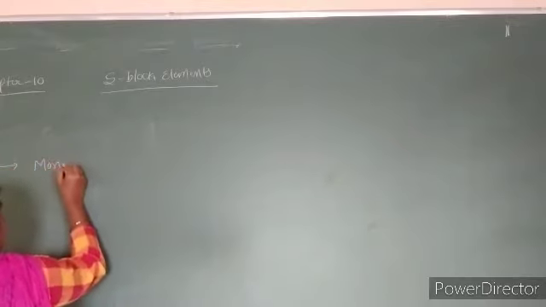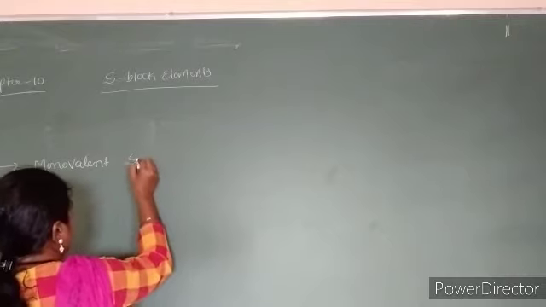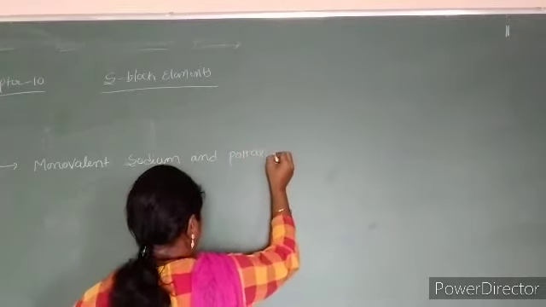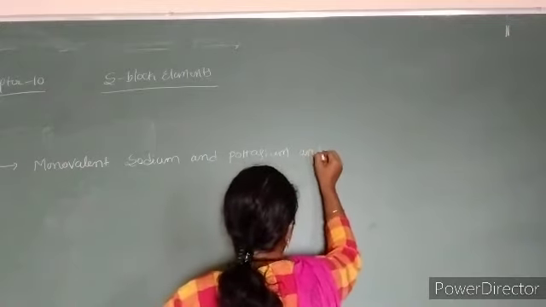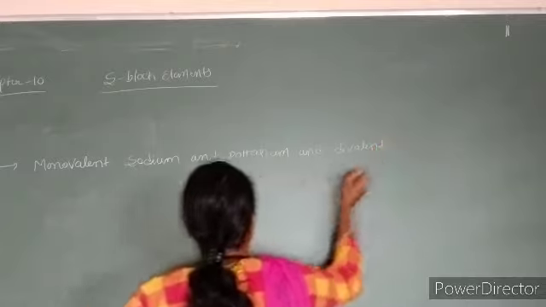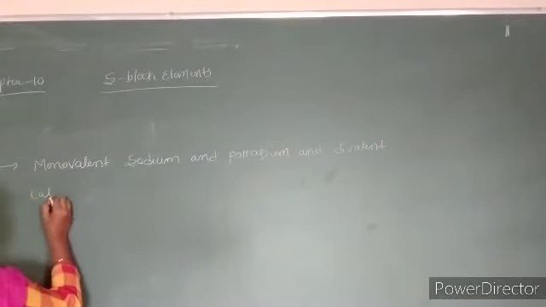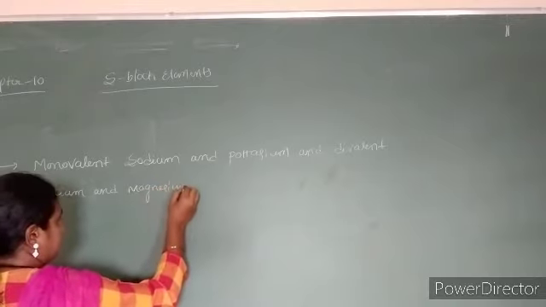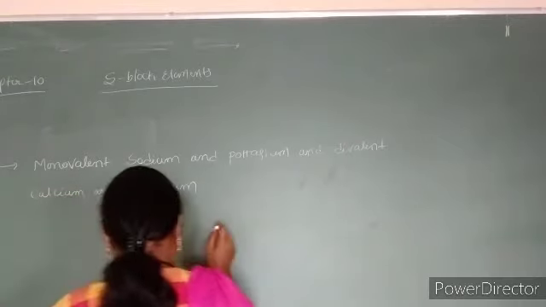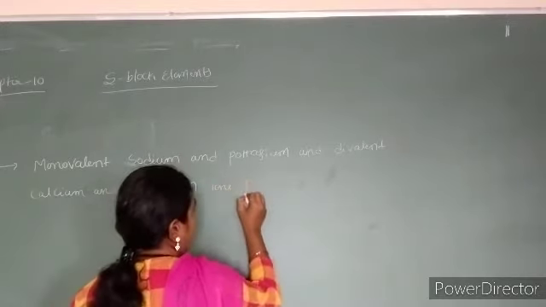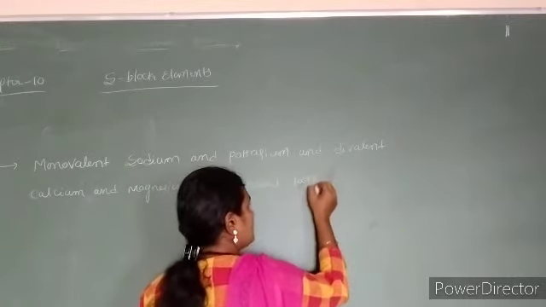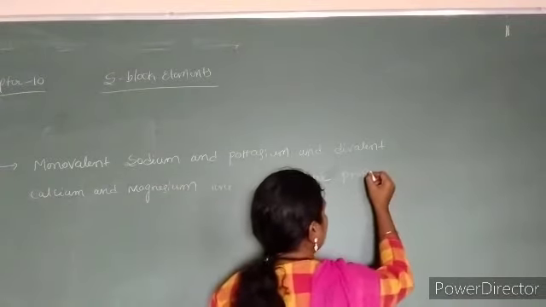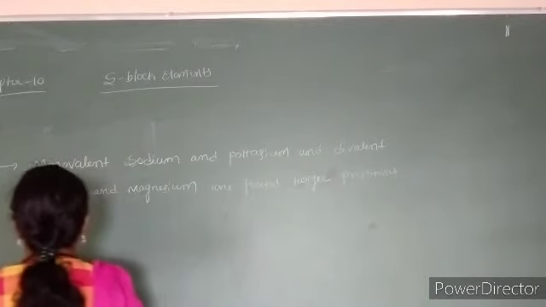The monovalent sodium and potassium and divalent calcium and magnesium ions are found in larger proportions, meaning more amount of calcium, magnesium, sodium and potassium, in biological fluids.